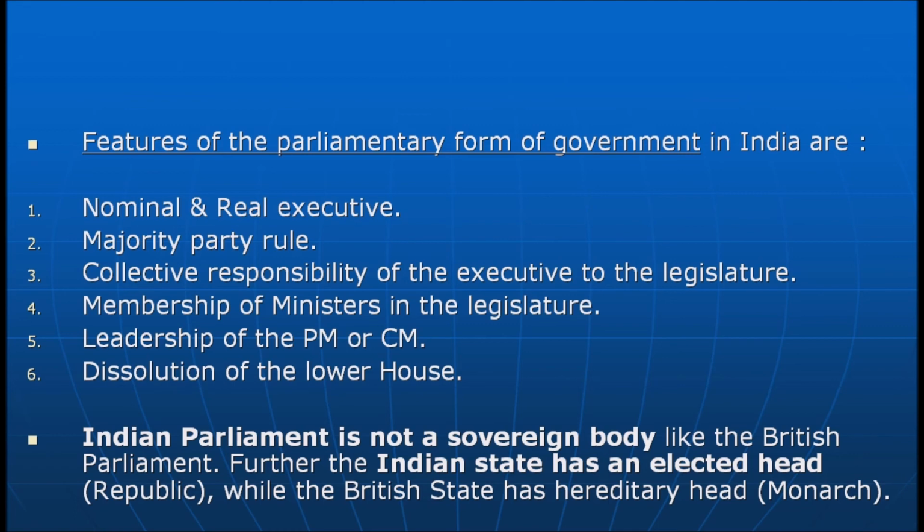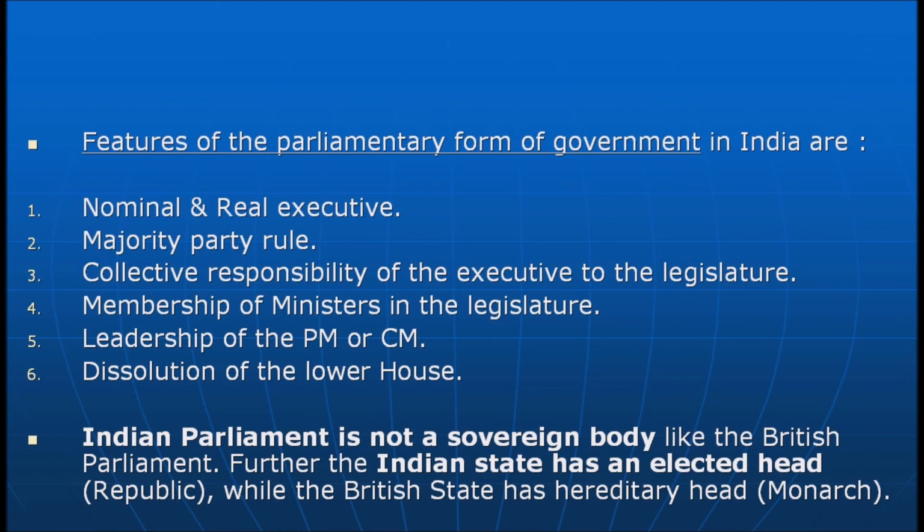Third is collective responsibility. As I have already told you, collective responsibility of the executive to the legislature for their acts and policies. Fourth is the membership of ministers in the legislature. That means only those persons can be ministers who are members of the legislature. Okay, but there are some provisions under which ministers can also be drawn from outside the legislature, but within a specified time period they have to obtain membership of the legislature, and it is necessary, otherwise they will lose their position as a minister.